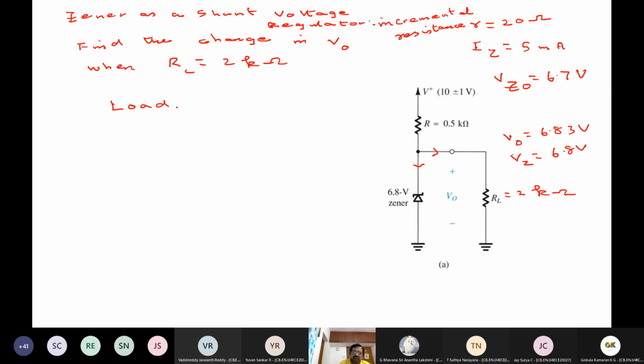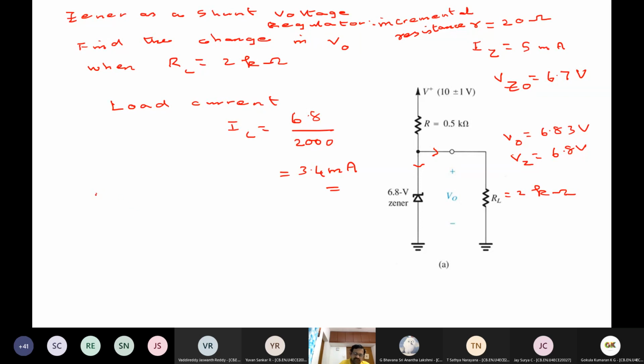But VC is the nominal voltage that the manufacturer specifies for this Zener. With that, the load is going to pull a current. So the load current IL is going to be 6.8 divided by 2000, so that is going to be 3.4 milliampere. Now that much voltage is going to decrease, as we have already seen.